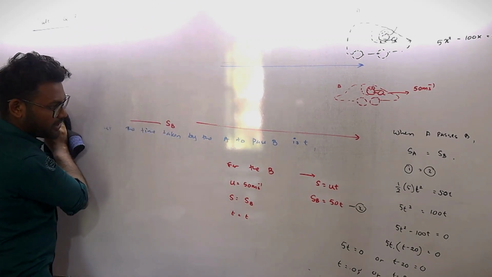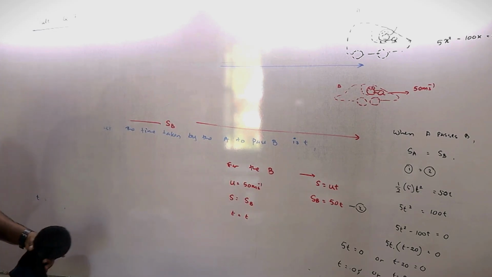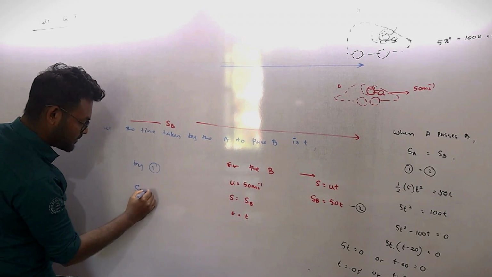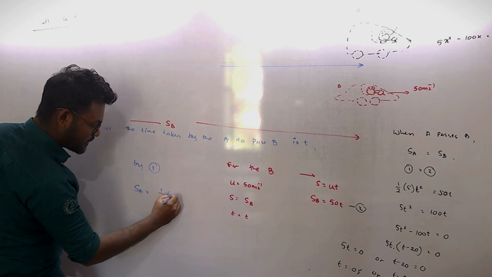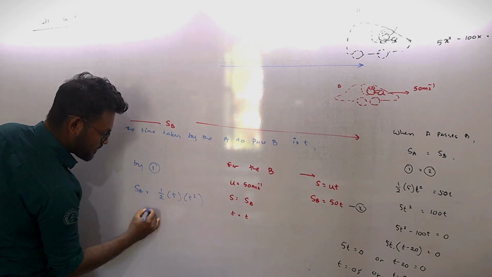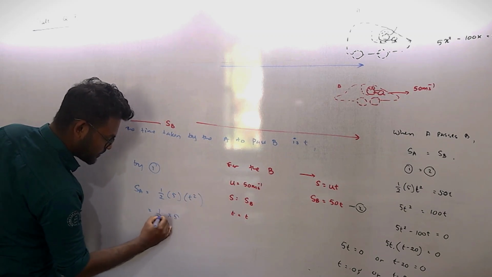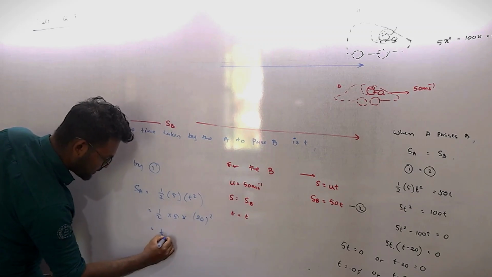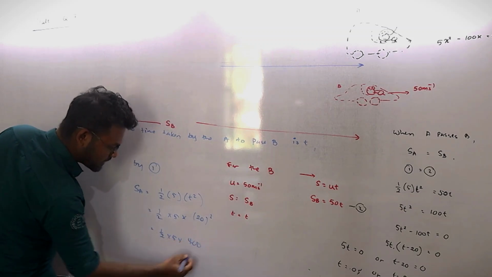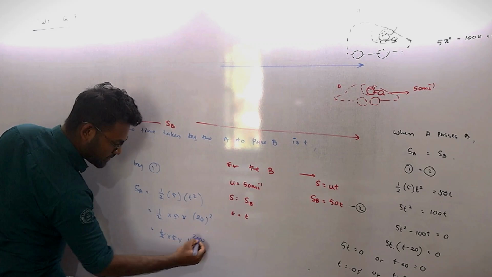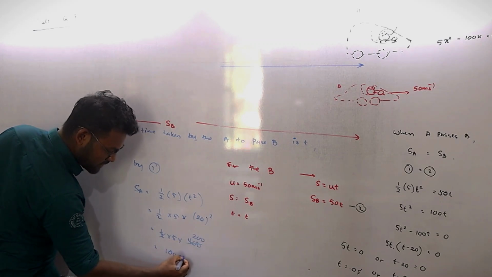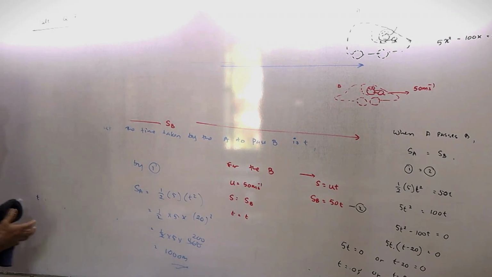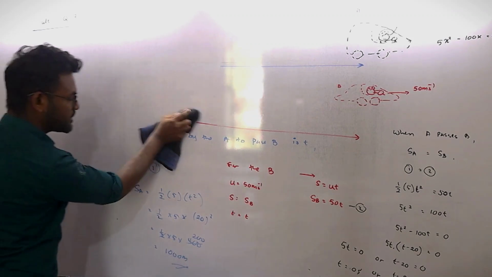Did you find out the SA here? I didn't do that, guys, for the previous one. Maybe by now you should do that, right? SA equals half into 5 into t squared, where t is 20. So half into 5 into 400, that is 1000 meters. That's 1 kilometer, right? After 1 kilometer, they can pass B in the previous question.